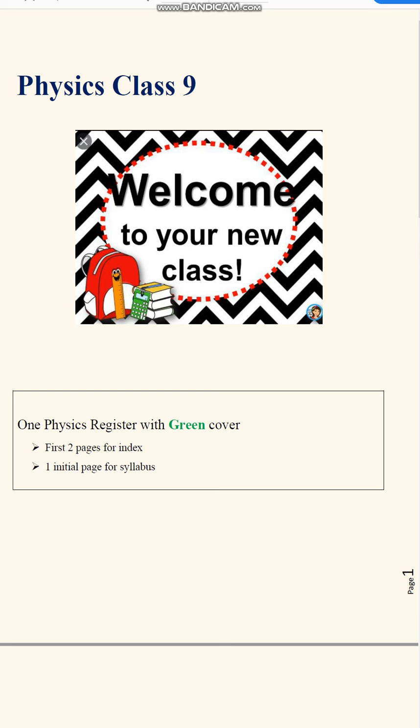Please note that you are required to make one physics register and cover it with green paper. Leave the first two pages for index and one page to write the syllabus.